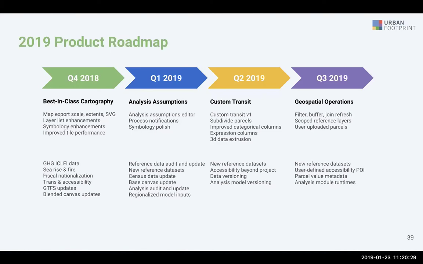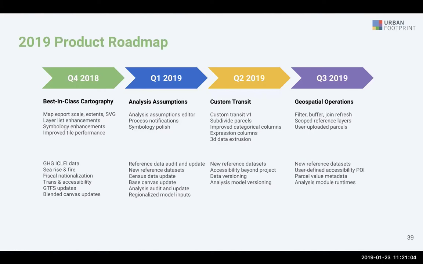In Q2 and Q3, starting with Q2, we're going to turn our attention most likely to custom transit. We're pretty confident this is the right direction. We would love your input on that. We are going to implement a custom transit module, which will let you basically draw your own transit scenarios with stops, whether it's rail or bus, etc., and then model what would happen if you do that. We're going to add the ability to have more granular control over your parcels, so the ability to subdivide parcels.